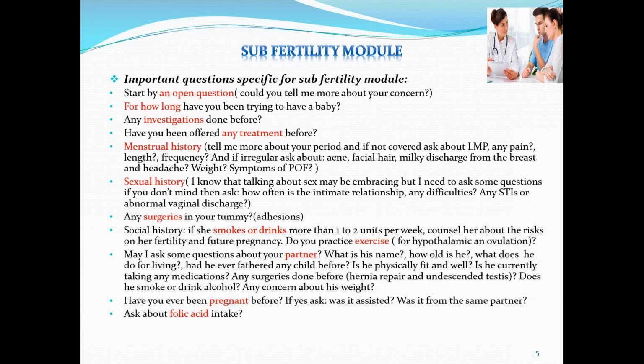And ask her also, have you ever been pregnant before or not? And if she answers yes, ask, was it assisted or spontaneous pregnancy? And was it from the same partner or not? Don't forget also to ask if she's taking folic acid. And if she has not received folic acid, you need to add this in your management plan. I'd like to give you folic acid because this will reduce the chance of neural tube defects.